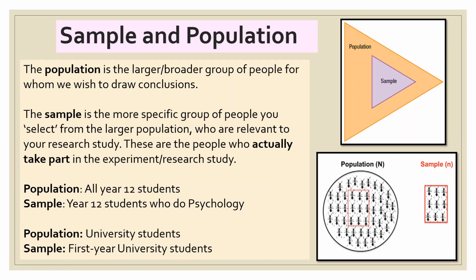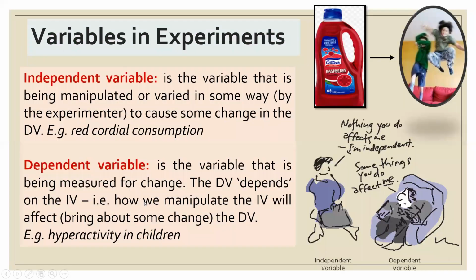So we looked at what is the difference between a sample and a population. We said the sample are the specific group of people who take part in the study, whereas the population is the larger or broader group from which the sample is taken. Okay, and in terms of the population, not everyone in the population will take part in the study. It's only that specific small group of people, or the small purple triangle, that is the sample. Okay, so that's basically the difference between the two.